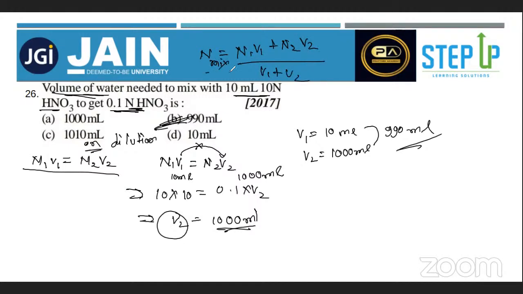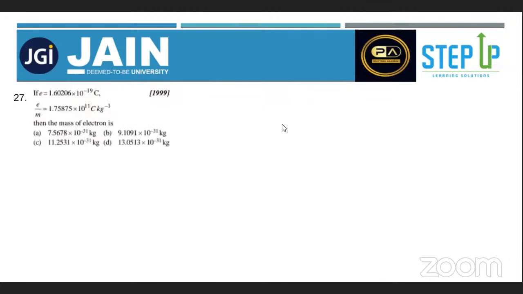Normality for the final mixture we find out. And this is what we are trying to find out on dilution. This is the formula. So these are two different cases. This is the normality of the mixture when these two are mixed. Let's see the next. Next is this.